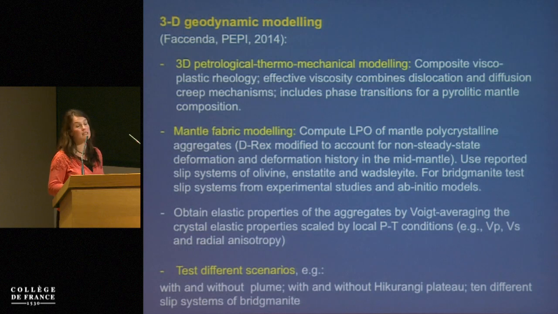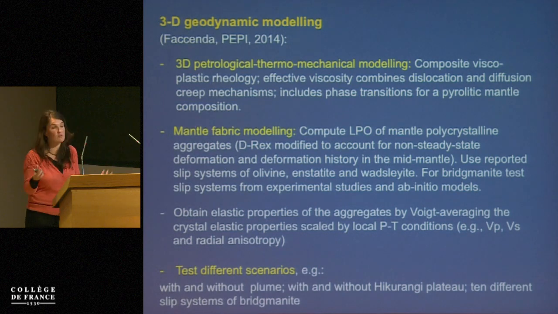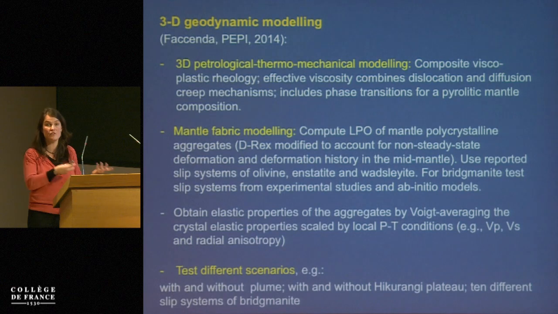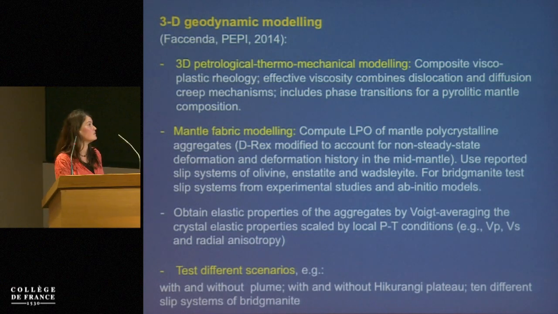And for bridgmanite, it's a bit more uncertain. So instead of just choosing one proposed slip system, he actually used the variety of proposed slip systems in the literature from experimental studies and as well ab initio models. And then we just compare systematically the different results from the simulations with the tomography.